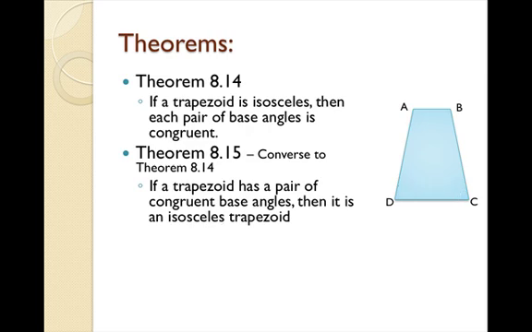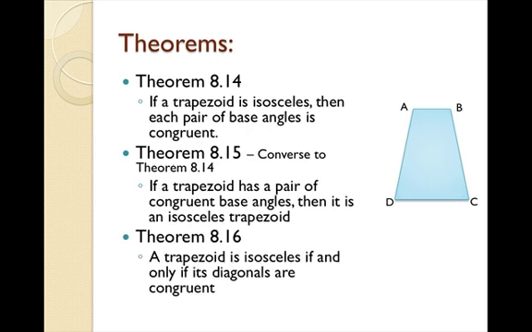And finally, the last theorem, 8.16, says that a trapezoid is isosceles if and only if its diagonals are congruent. So if we take a look at our trapezoid again, if these diagonals, AC is congruent to BD, then we have an isosceles trapezoid. So we know that if AC is congruent to BD, or the length of AC equals BD, then we have an isosceles trapezoid.